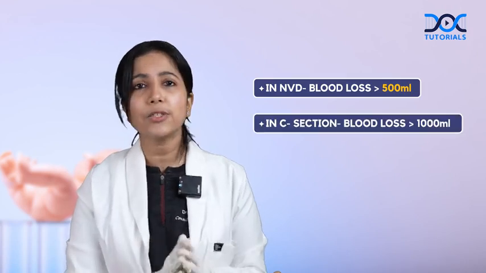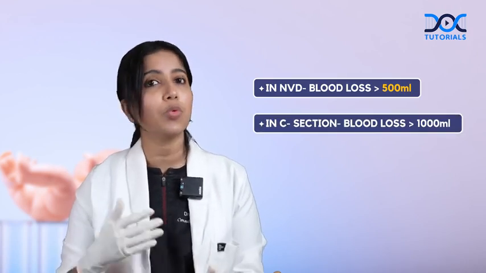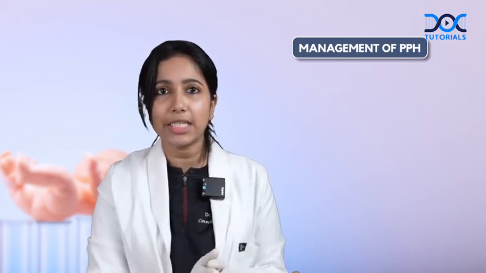In a vaginal delivery, if you see that the bleeding is more than 500 ml, or in a case of cesarean section, bleeding is more than 1000 ml, or irrespective of route of delivery, bleeding is more than 1000 ml, you will think about postpartum hemorrhage and immediately alert your team. The first thing in any obstetric emergency is to call for help. You call for the senior obstetrician, the interns who are with you, and the nurse. So the whole team has to be alerted immediately.